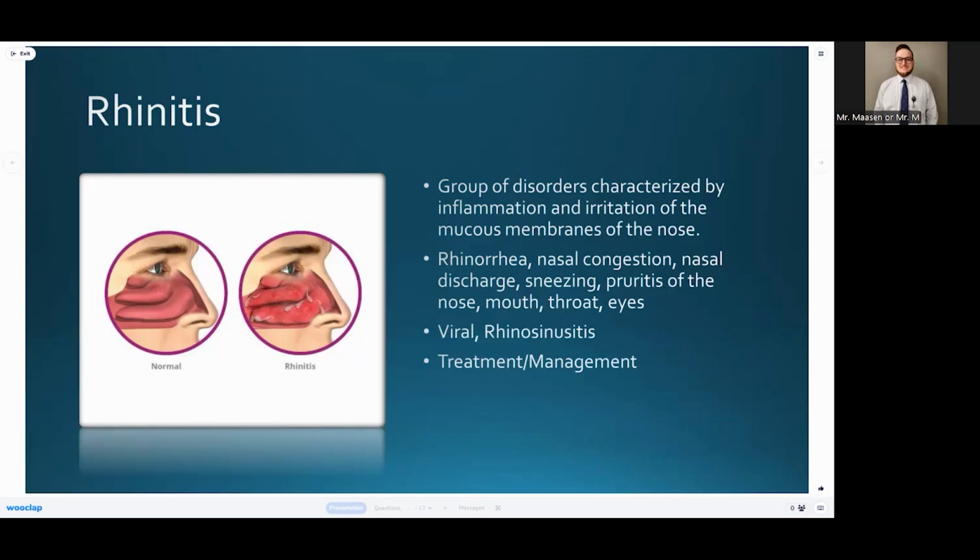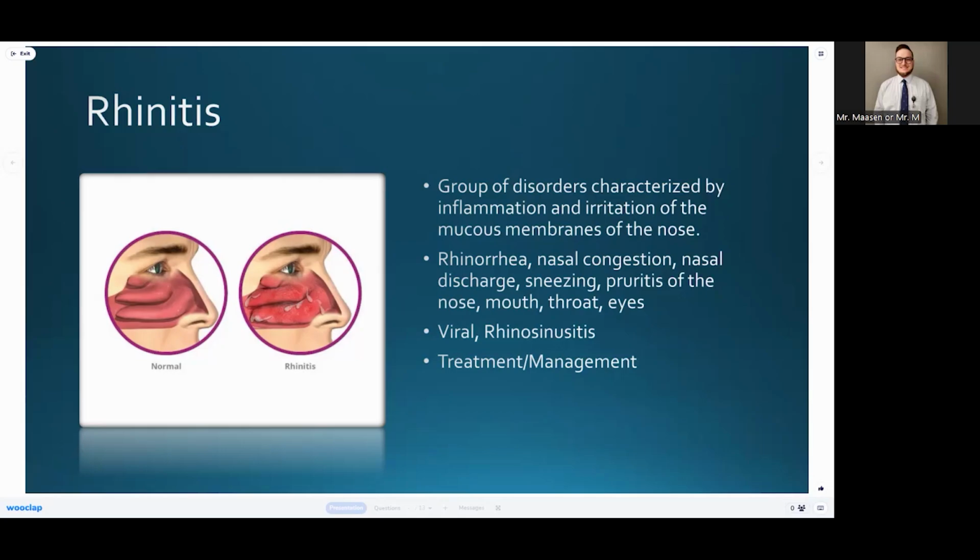So rhinitis is basically just mostly the common cold, also known as non-allergenic rhinitis, or you have allergenic rhinitis that a lot of us in Tennessee suffer from. So treatment for rhinitis, and again, rhino is the nose, so rhinitis is inflammation of the nasal cavity. That's what rhinitis is.